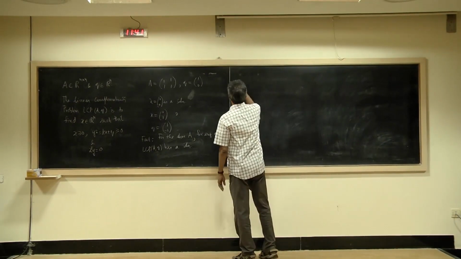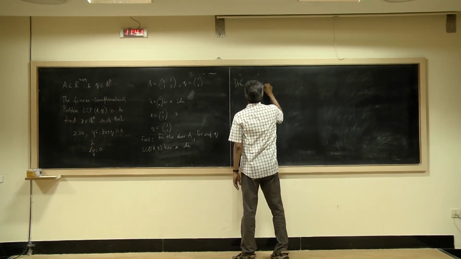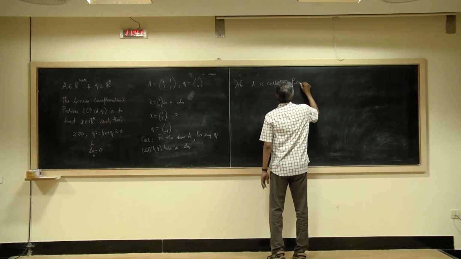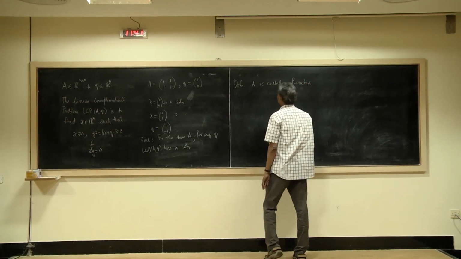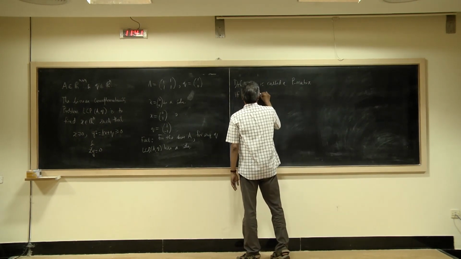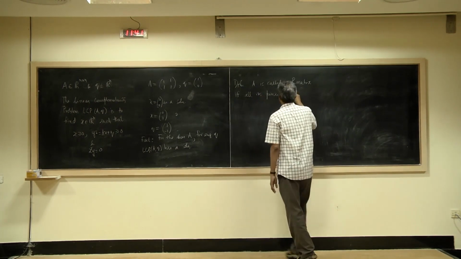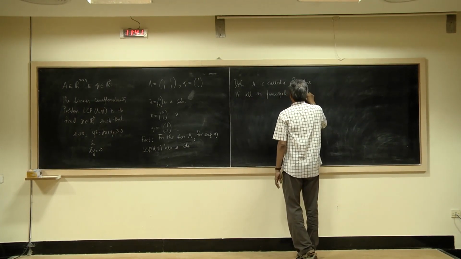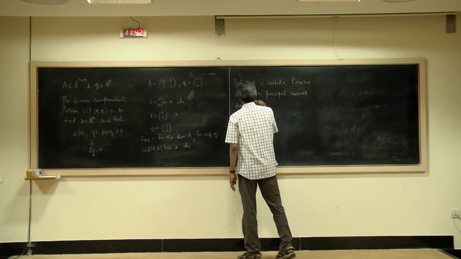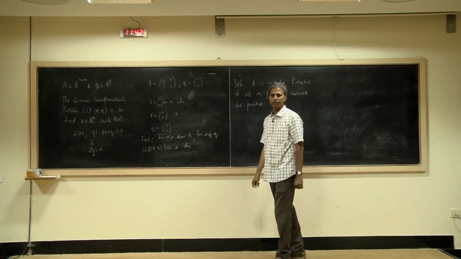First definition, matrix A is called a P matrix if all its principal minors are positive. If all the principal minors of the matrix A are positive.